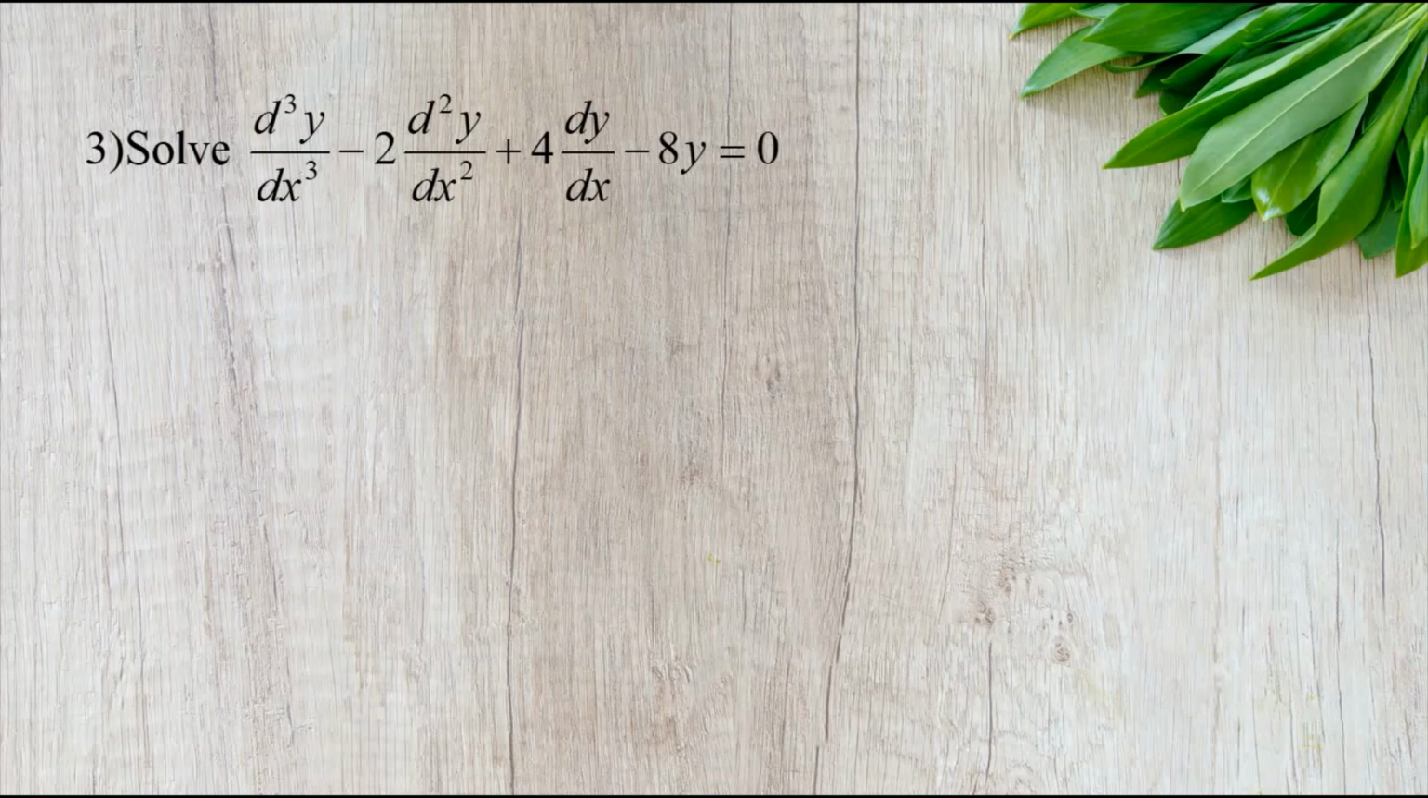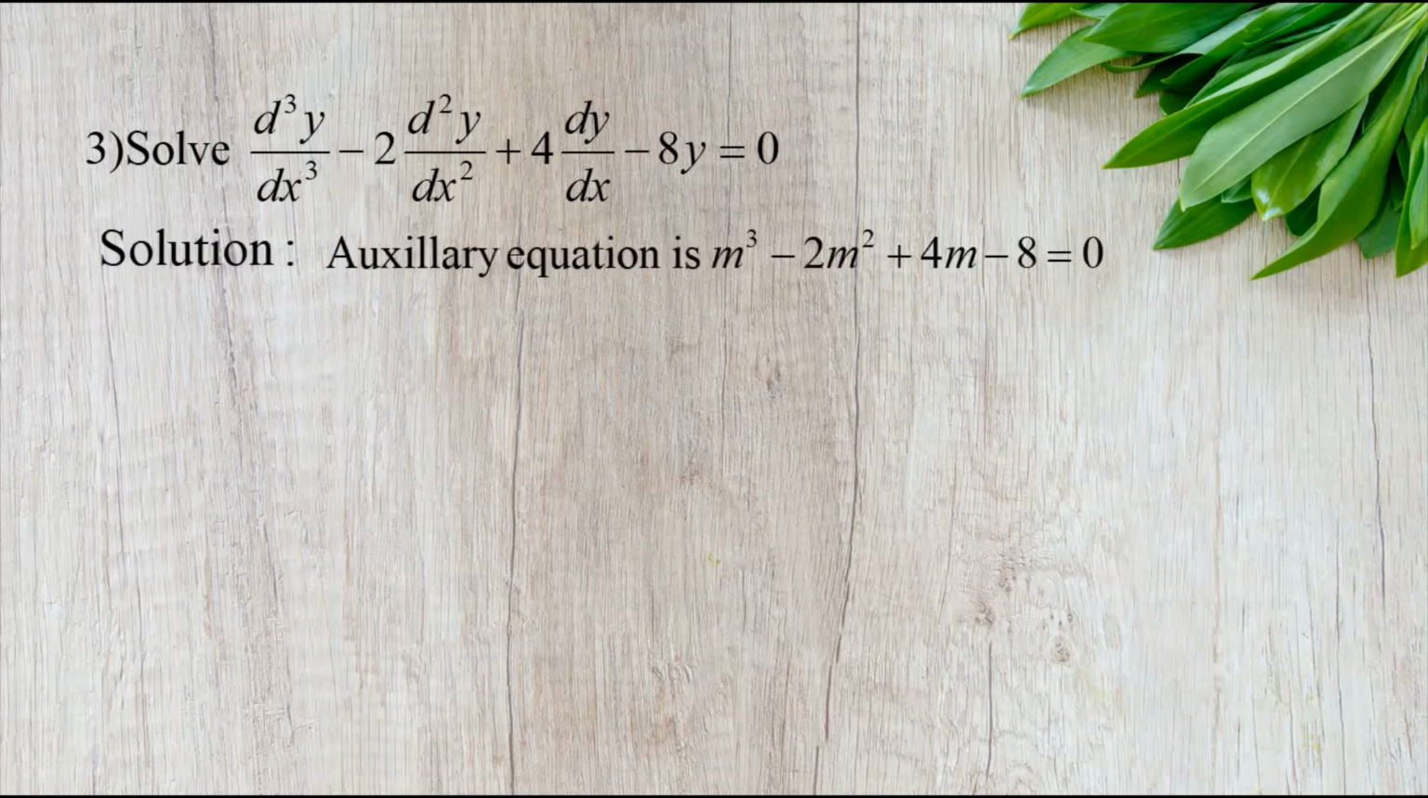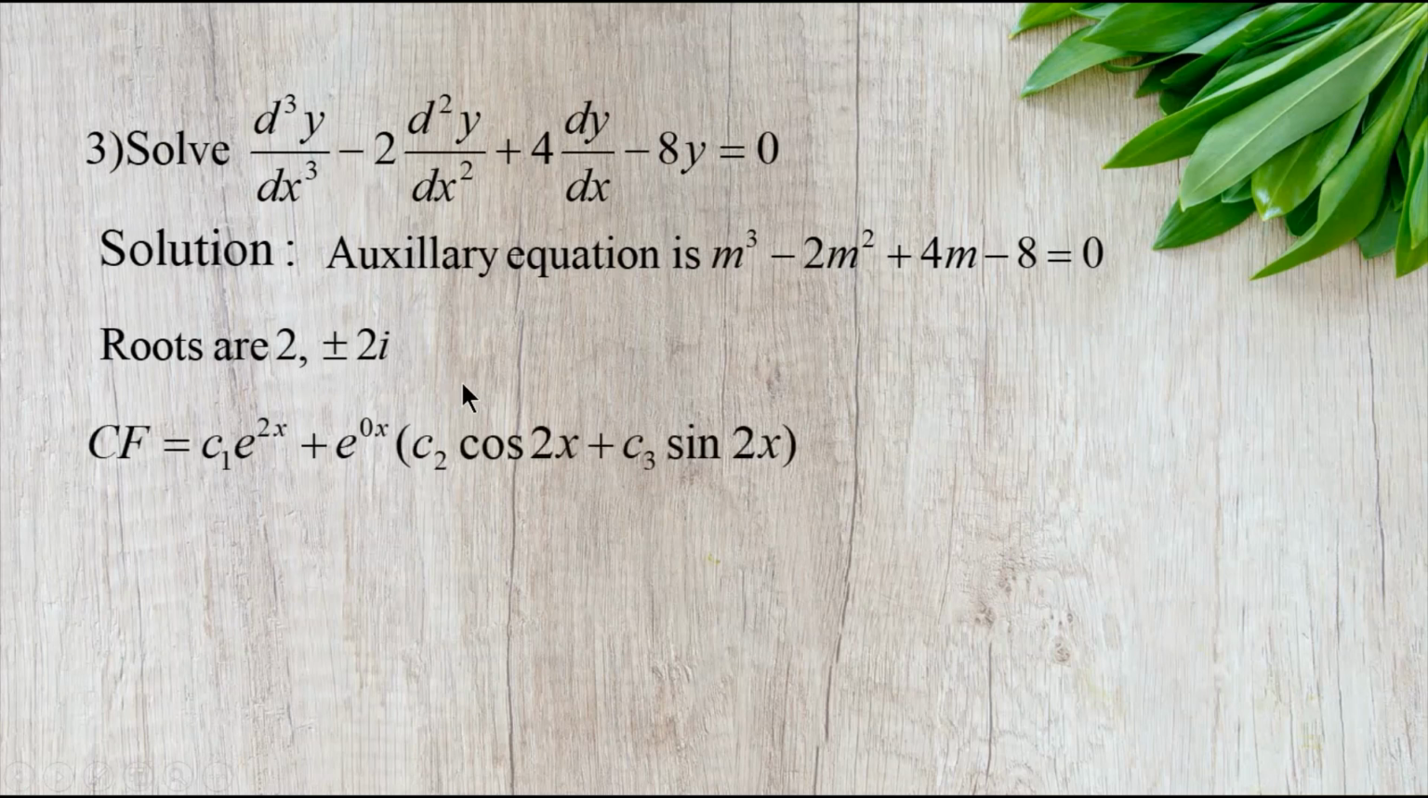Solve d cube y by dx cube minus 2 into d square y by dx square plus 4 into dy by dx minus 8y equal to 0. Again it is a homogeneous differential equation and it is a third order differential equation. Let us write the auxiliary equation. Since it is a cubic equation, you can use your calculator to find the roots. So we have here a real root and complex roots. Let us write the complementary function.